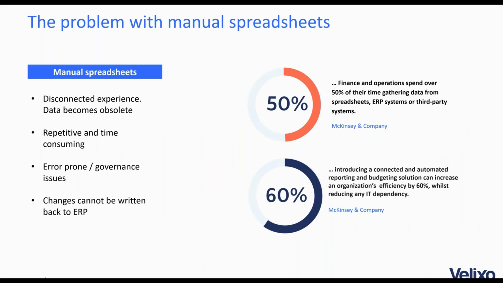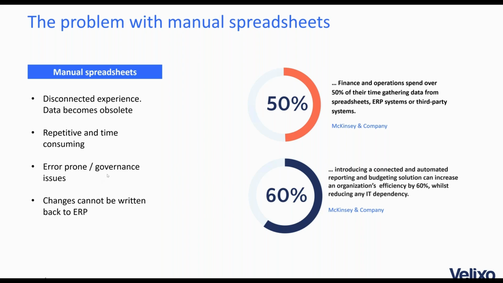So what problem does Velixo solve? Basically, we solve the problem with manual spreadsheets. So what is the problem with manual spreadsheets actually? First thing first, it's a completely disconnected experience. The second you export your data into Excel, it becomes obsolete and it cannot be trusted anymore. For this reason, it becomes repetitive and time-consuming to produce reports, and it's also incredibly error-prone.